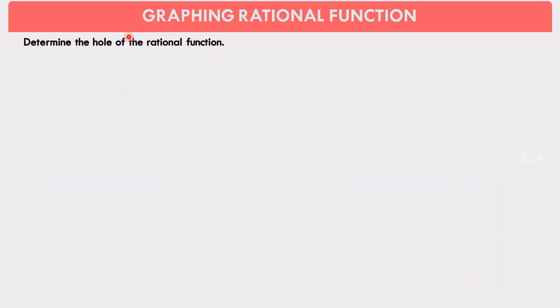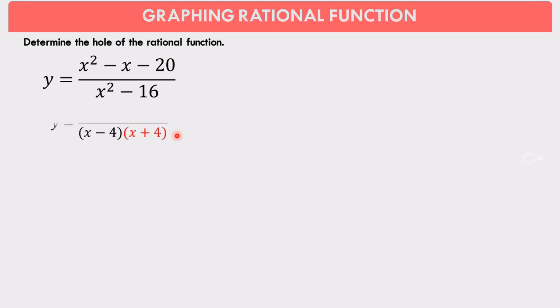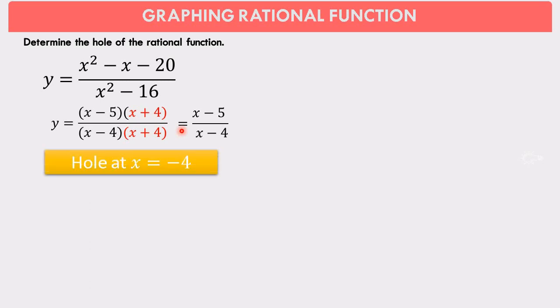So next one is to determine the hole of the rational function. In determining the hole, first we need to simplify the rational function. We did it a while ago. So y equals x minus 5 times x plus 4 over x minus 4 times x plus 4. The hole is determined by the same expression in the numerator and the denominator. In this case, we have x plus 4. Okay? So we will equate x plus 4 to 0.